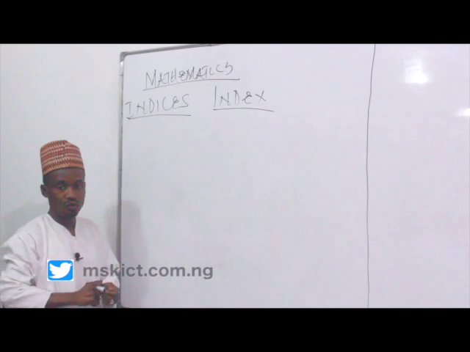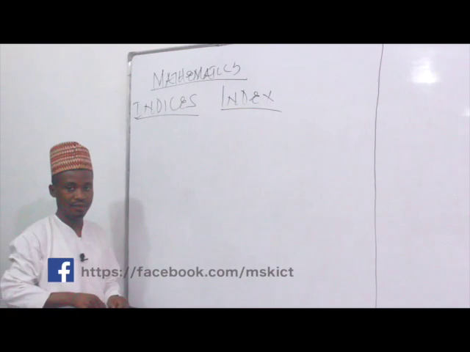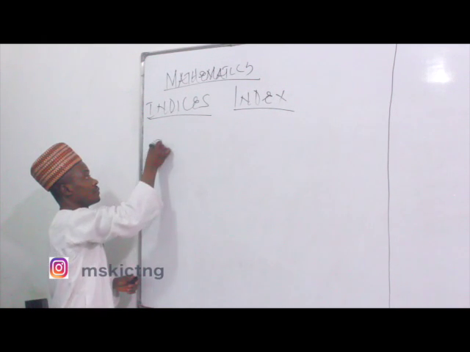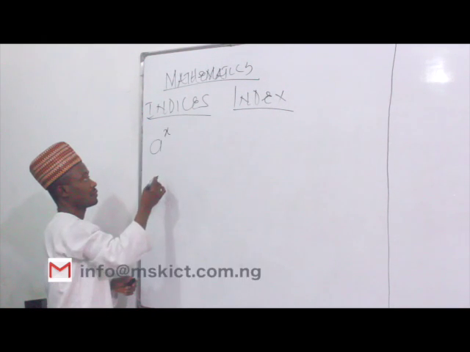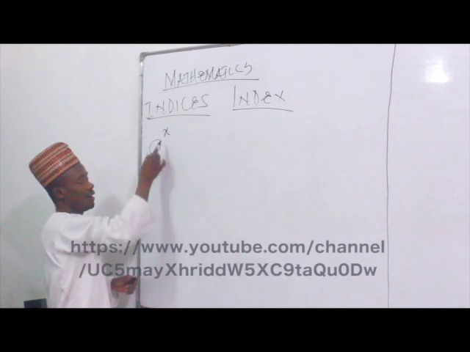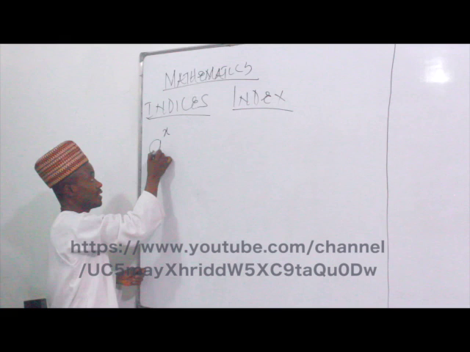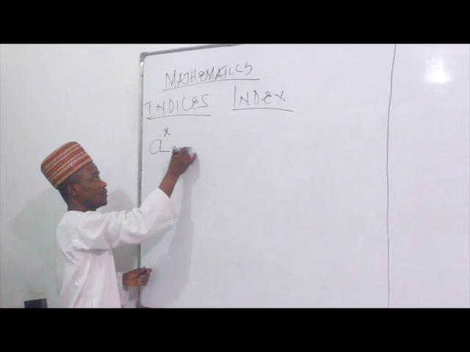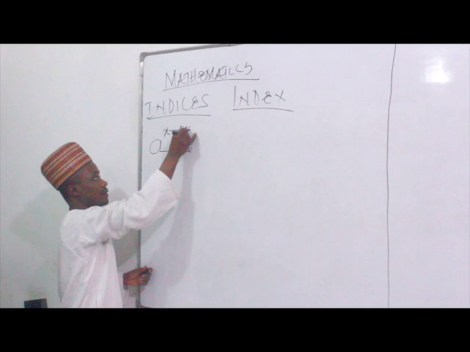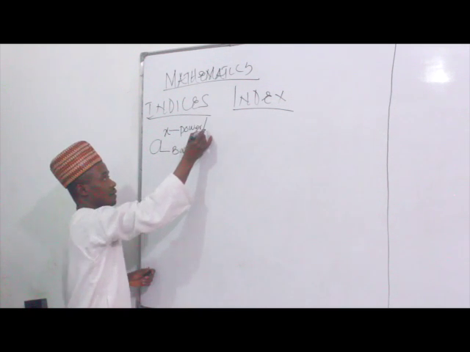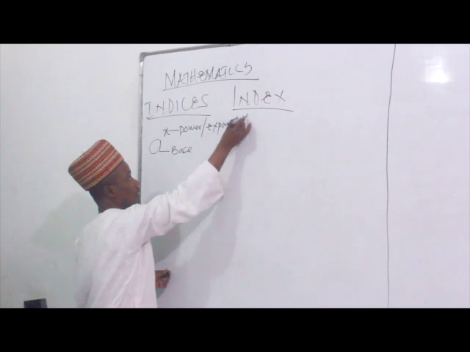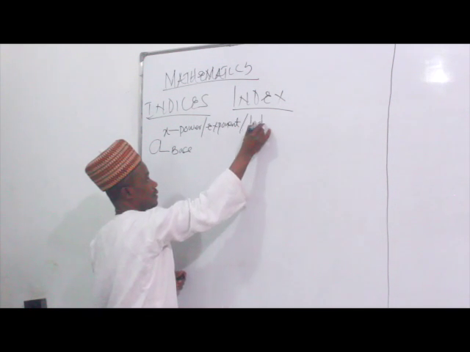In indices, we deal with what we call the base and the power. For example, here we have two letters, a and x. a stands as the base. x stands as the power, or exponent, or index.